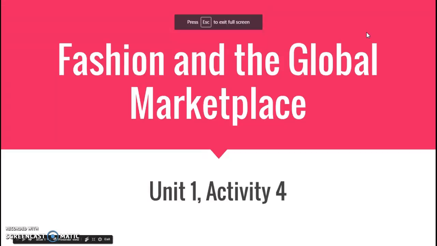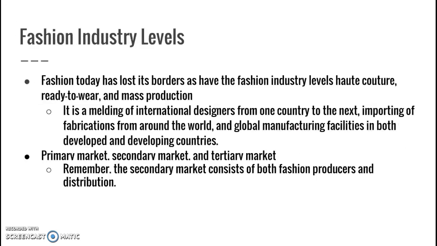So our last content in Unit 1 is an overview about fashion in the global marketplace. We're going to learn a little bit more about the ideas that we heard about in the last activity. We're going to be talking about haute couture, ready-to-wear, and mass production. Each of these design levels helps us understand how apparel is produced. So let's go for it.